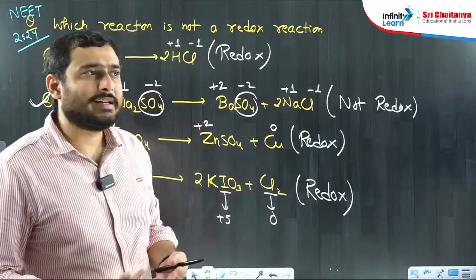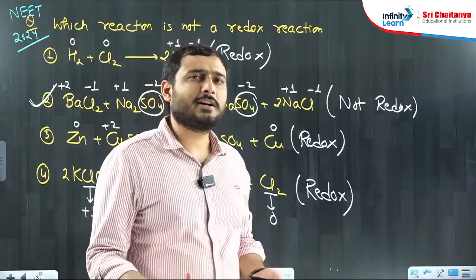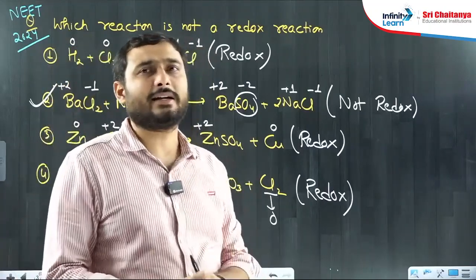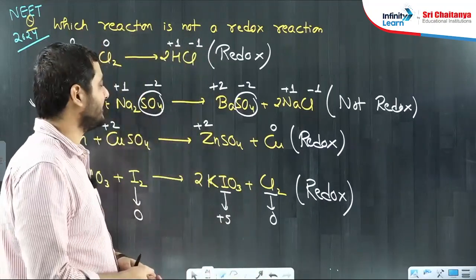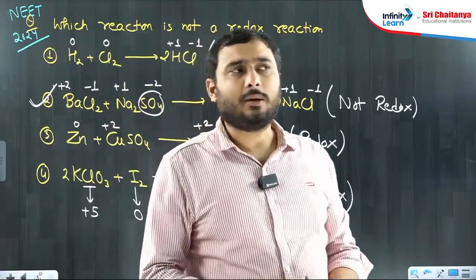We can easily find out by oxidation number: if simultaneous oxidation and reduction are present, that is called redox. If there is no change in oxidation number, that is called a non-redox reaction. Okay, so this is all about oxidation number.